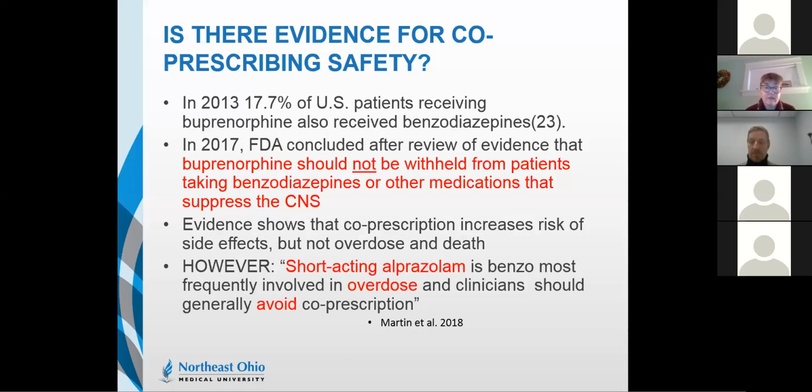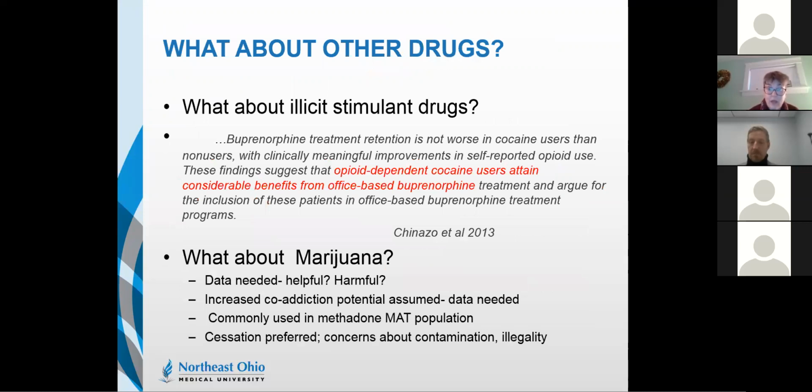There is some evidence for safety in co-prescribing, and this is the kind of evidence that led to that conclusion. If you're thinking about benzodiazepines, you can know that short-acting alprazolam, that Xanax, is the benzodiazepine most frequently involved in overdose, and we should generally avoid prescription of that, either by us or by a different prescriber.